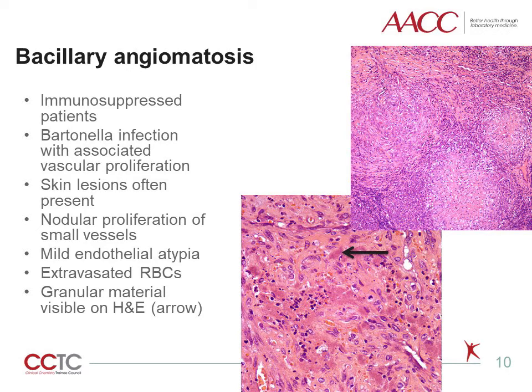Granular eosinophilic to faintly basophilic material may be visible on H&E stain. These contain aggregates of bacteria that may be highlighted with Warthin-Starry or immunohistochemical stains. The differential diagnosis for a vascular lesion in an immunosuppressed patient includes Kaposi sarcoma. Kaposi sarcoma is characterized by a greater degree of endothelial atypia and positive staining for HHV8.